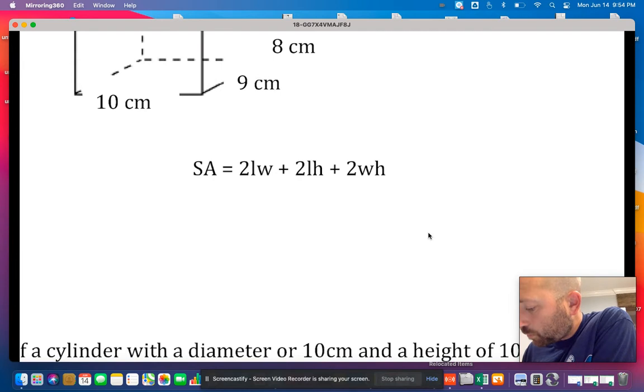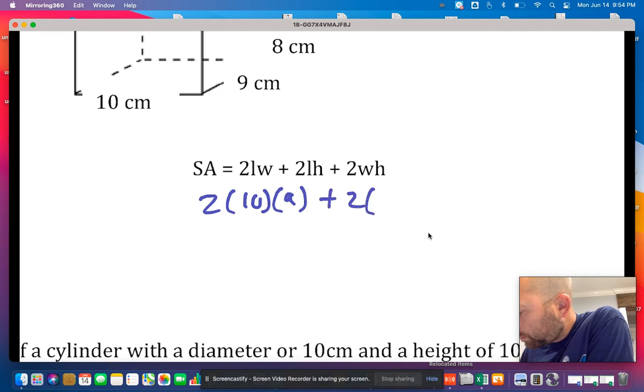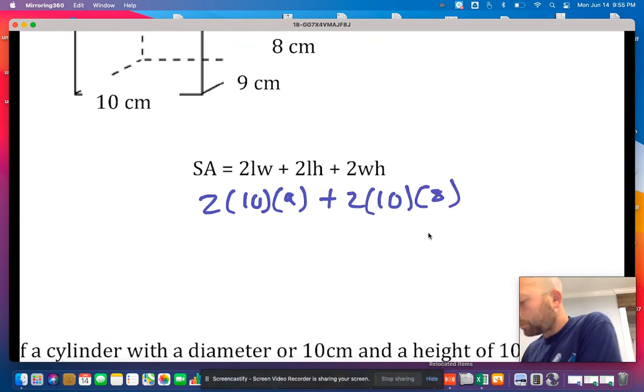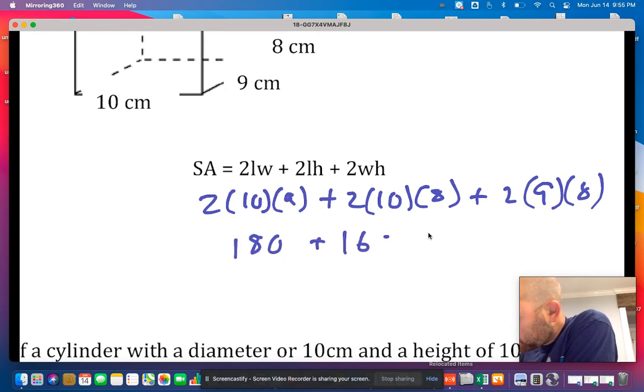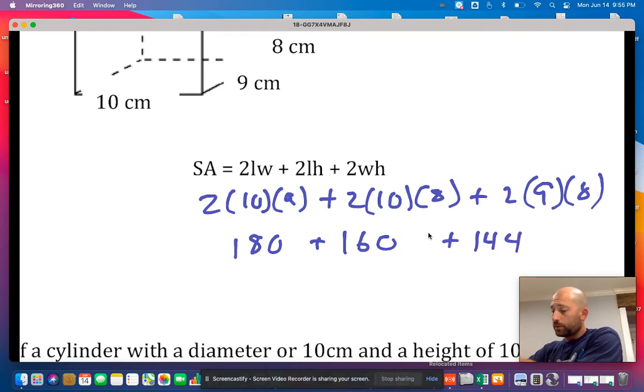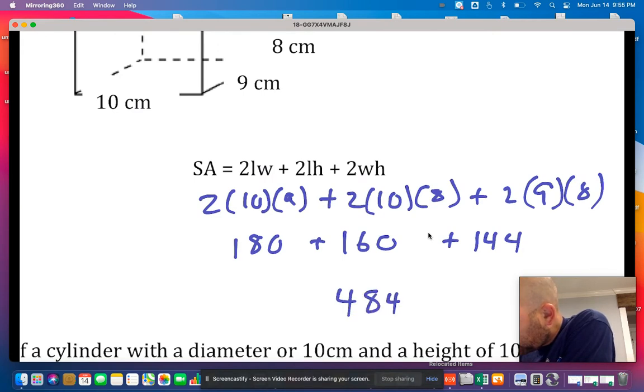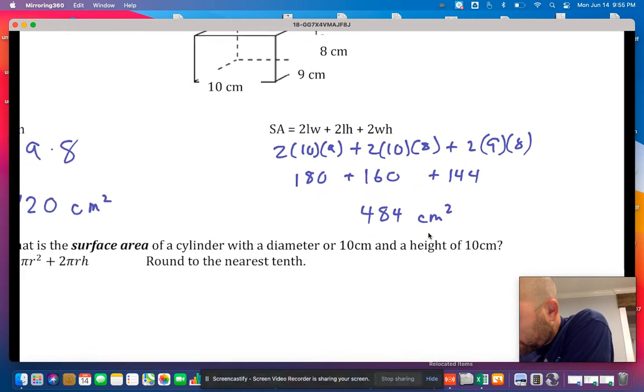Surface area, it doesn't matter what you call the length and what you call the width. So I have 2 times 10 times 9 plus 2 times 10 times 8 plus 2 times 9 times 8. So that's 90, that's 180. 80 is 160. 72 is 144. Let's put that together. 340 plus 144 is 484 centimeters squared.